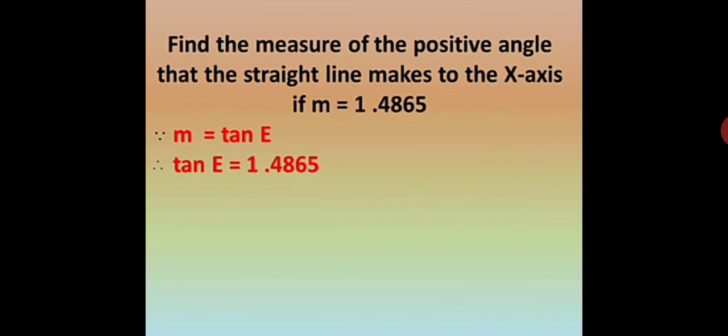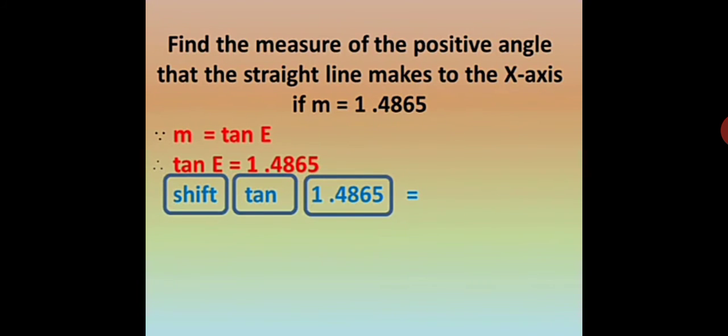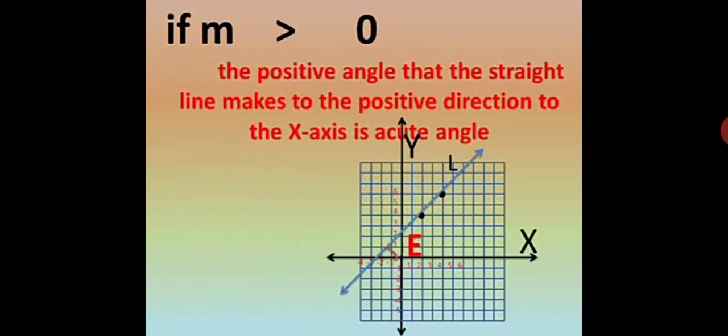1.4865. And as we take in trigonometry, if I have tan of the angle, to get the angle we use the calculator: shift tan, 1.4865, then we press equal and the comma button. And we get that the measure of angle E equals 56 degrees 4 minutes 13 seconds.